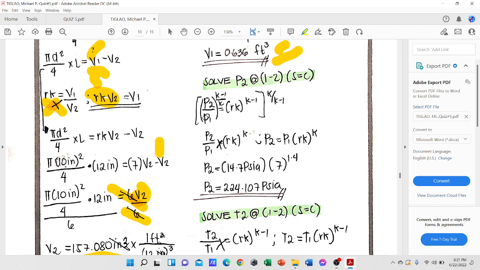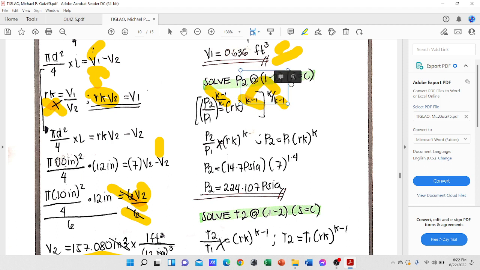So, P2 all over P1 raised to K minus 1 all over K is equal to RK raised to K minus 1. So, to get the final formula, I manipulated the P2 V2 formula. I raised both sides to K all over K minus 1, so this becomes just 1, and we get P2 all over P1. Then here, if I distribute it, the K minus 1 and K minus 1 will cancel.